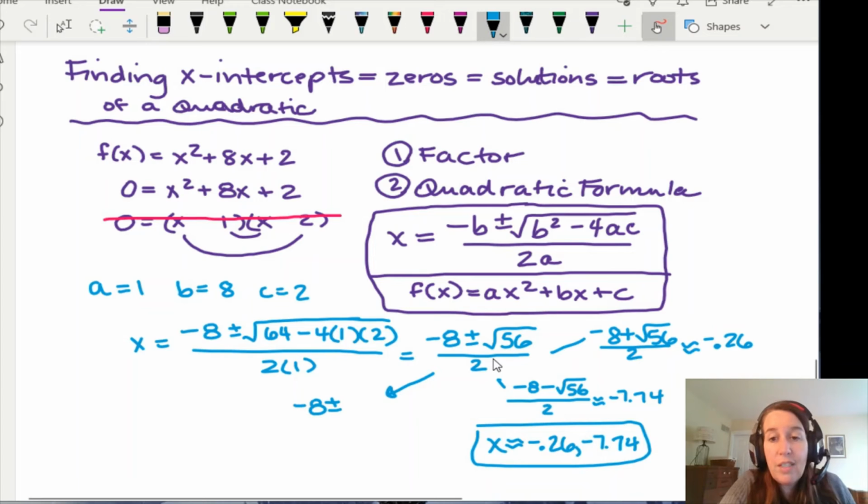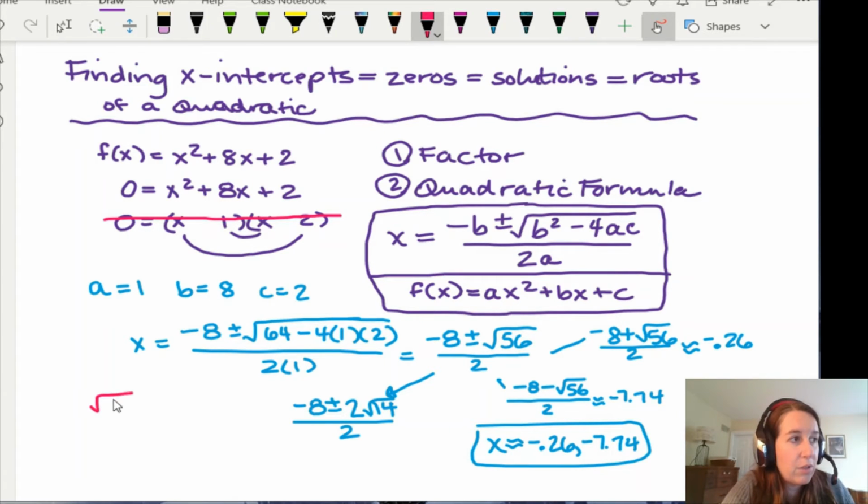Square root 56 is square root 4 times 14, and the square root of 4 is 2, and then leave the 14 inside. I'll write that over to the side in case you are a little rusty on simplifying radicals. So square root 56 is the same as the square root of 4 times 14, and I picked 4 because it's a perfect square. No other numbers are perfect squares in there.